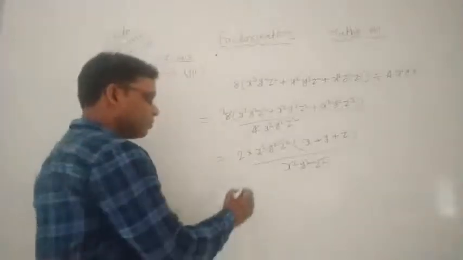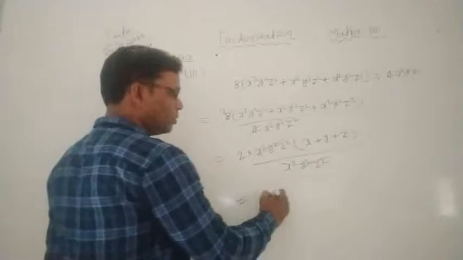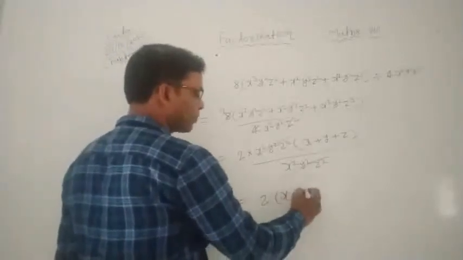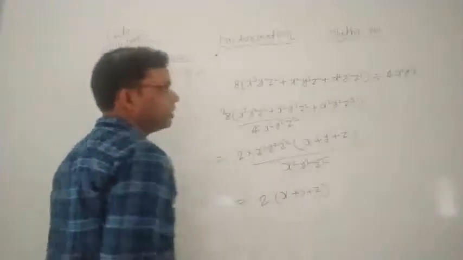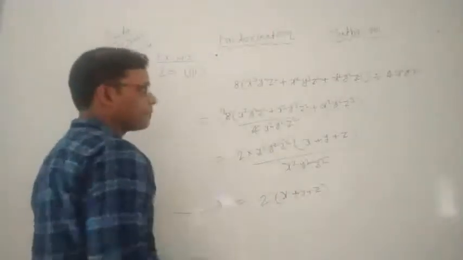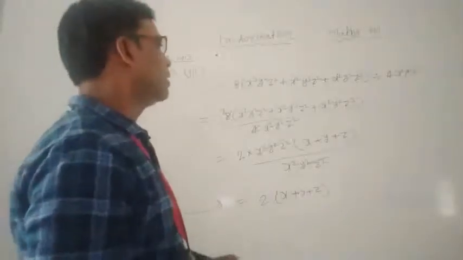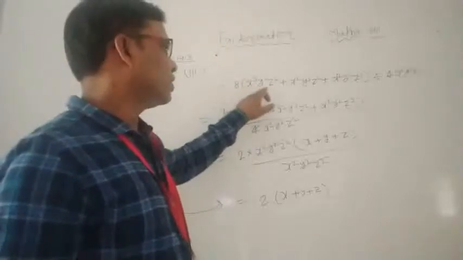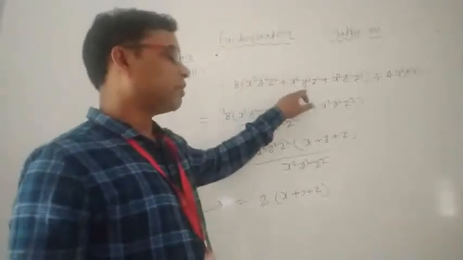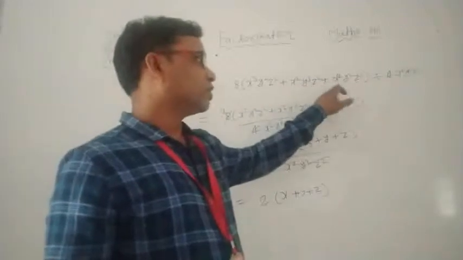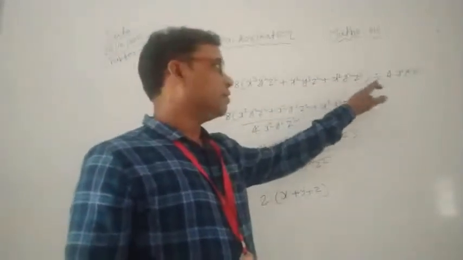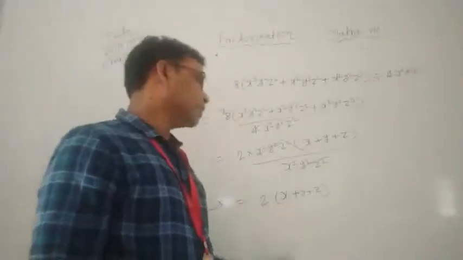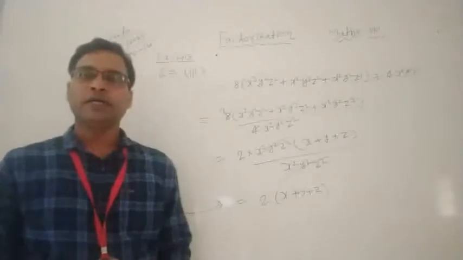Now, what is our quotient? Our quotient is 2 into x plus y plus z. In this way you can see that if we divide the polynomial 8x to the power 3 y square z square plus x square y to the power 3 z square plus x square y square z to the power 3 by 4 x square y square z square, then we obtain 2 into x plus y plus z. This is our required quotient.